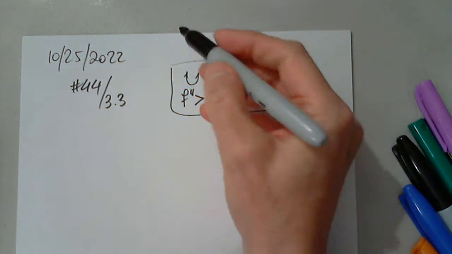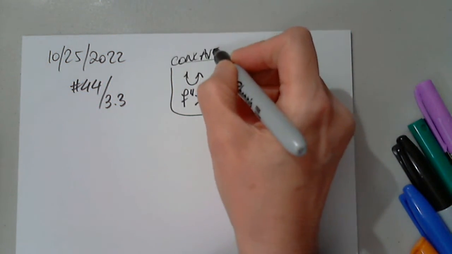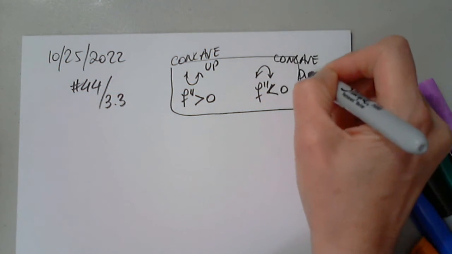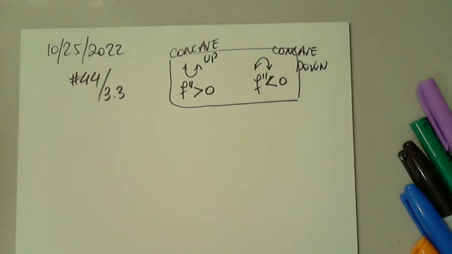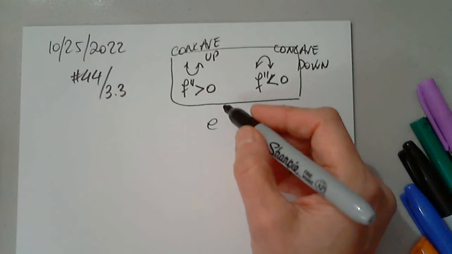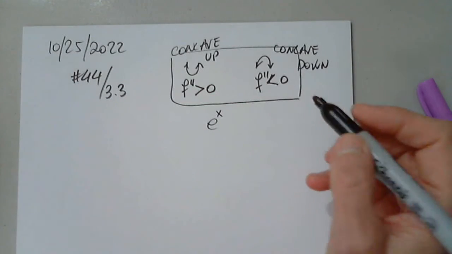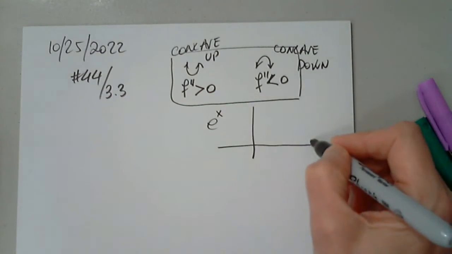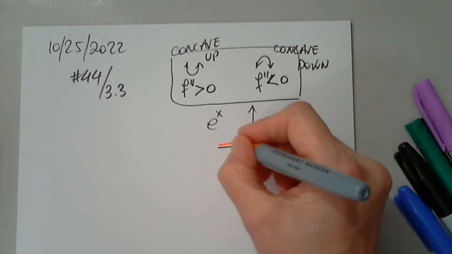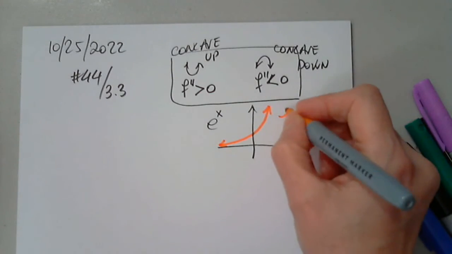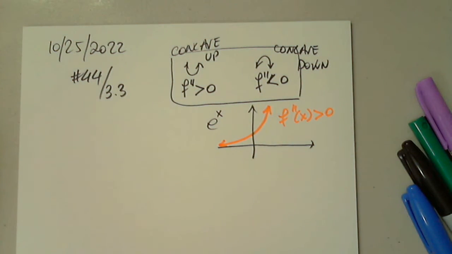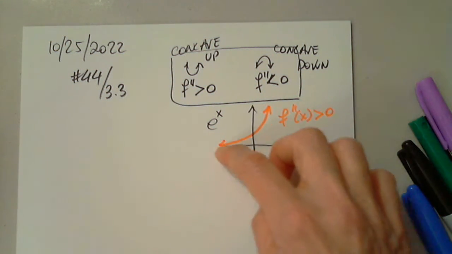No. So this is concave up, or upward, and here is concave down, or downward. So for an exponential function, for example, e to the x, is it concave up? Yes. If you graph e to the x, it means that its second derivative is always positive, because it's always concave up.